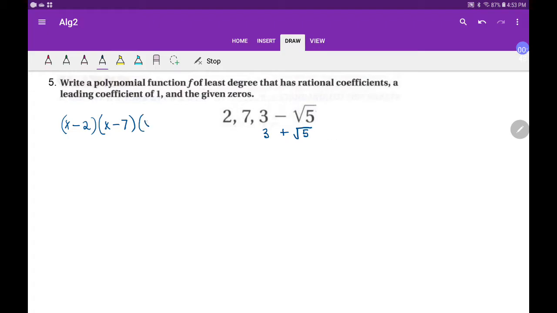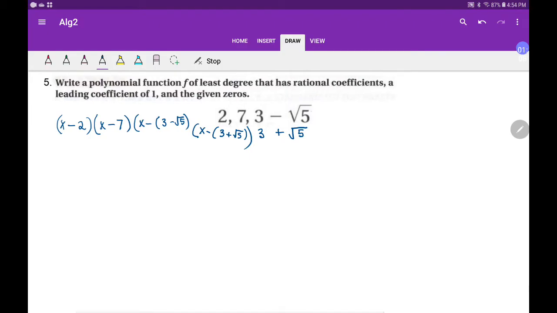So I'm going to say x, I always subtract the root, so x minus 3 minus the square root of 5. And I also have, I've run out of room here, that's too bad, x minus 3 plus the square root of 5. Poor planning, sorry about that. Wish I could fix that some way.